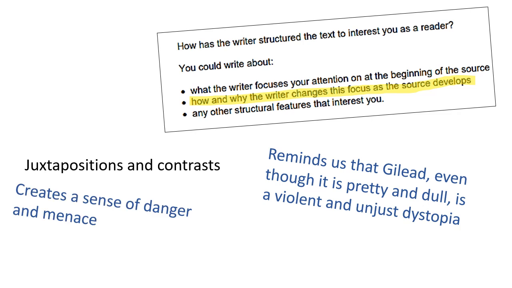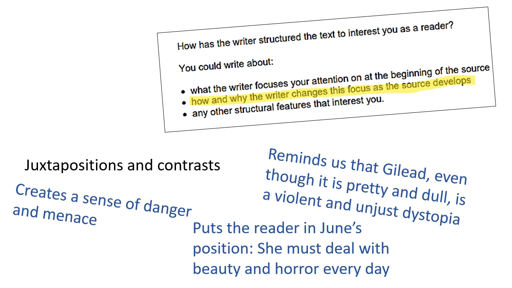Those violent images remind us that June is in danger. It creates that sense of danger and menace. But to me, this is the main thing. June, in this dystopia, has to deal with beauty and horror side by side all day, every day. She lives in this pleasant house in a pleasant room. On the surface, she has a pleasant life. She goes shopping. She sits in her room. But there is this ever-present violence. And that is Margaret Atwood's dystopia.